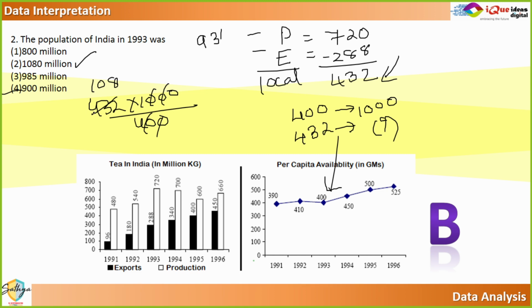Yes, Divyam, you can do that for every year. Technically, you can do that for every year. So per capita availability in GM. So finally, this amount is also in grams and kgs.